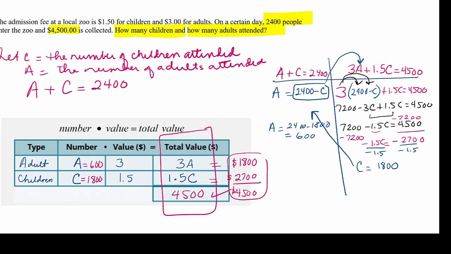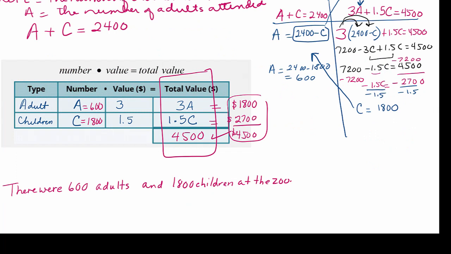It definitely checks. So here's our conclusion statement. There were 600 adults and 1,800 children at the zoo in attendance that day.